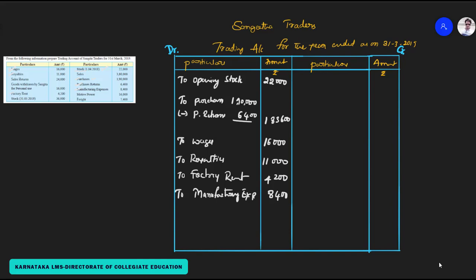And next we have motive power, so that is also a debit item, an expenditure. Motive power, rupees 16,000. And next we could see freight, that is also a debit expenditure. So freight, rupees 7,400. Now all the debit items are done, because when we checked all the transactions, we have finished all the debit items.